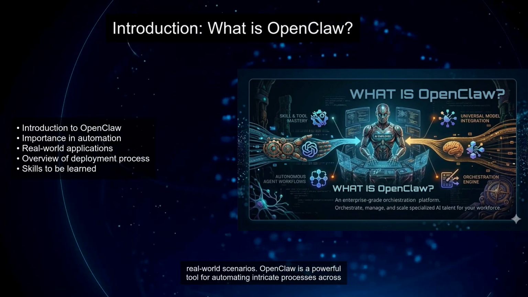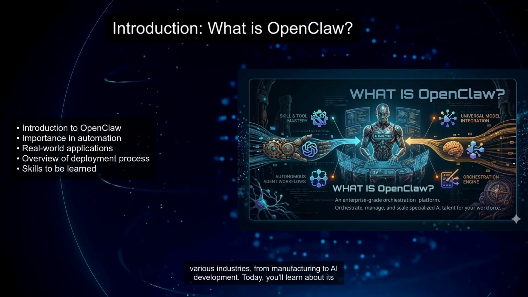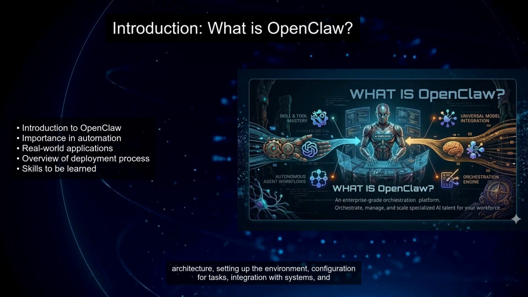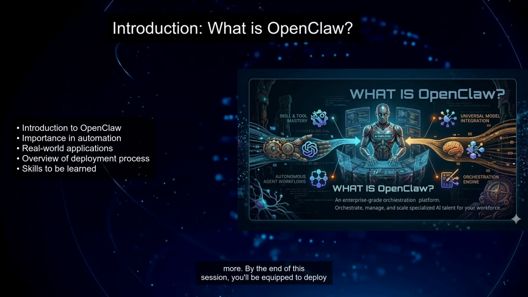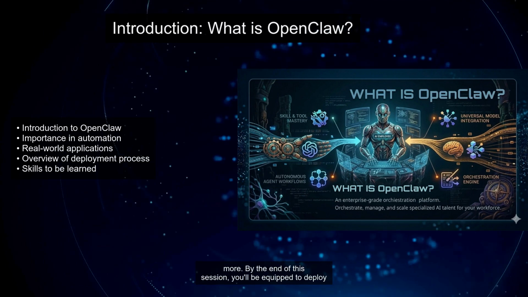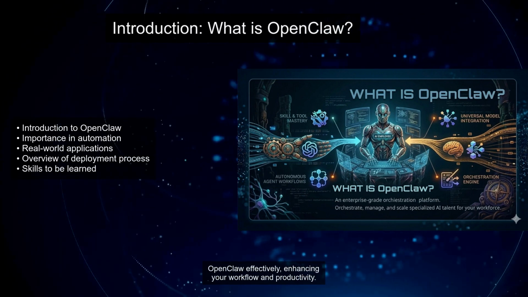OpenClaw is a powerful tool for automating intricate processes across various industries, from manufacturing to AI development. Today, you'll learn about its architecture, setting up the environment, configuration for tasks, integration with systems, and more. By the end of this session, you'll be equipped to deploy OpenClaw effectively, enhancing your workflow and productivity.